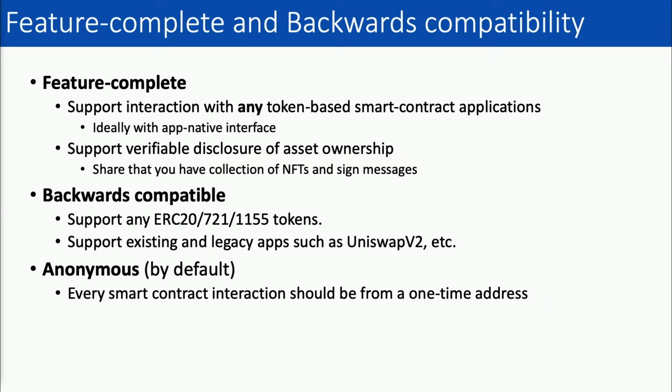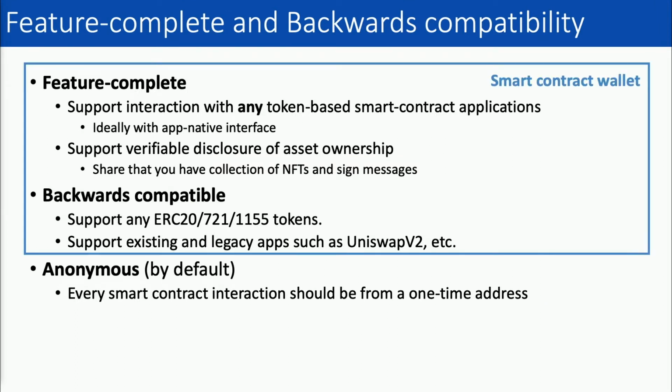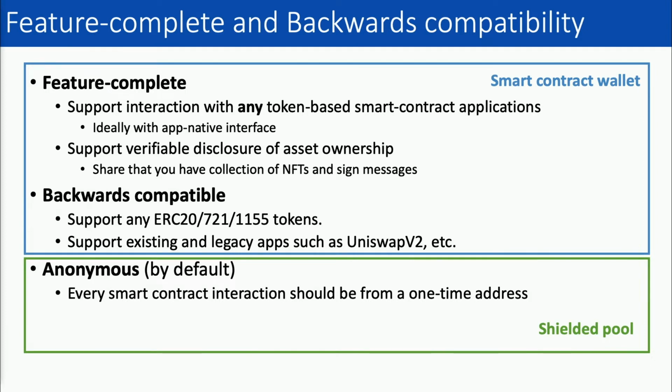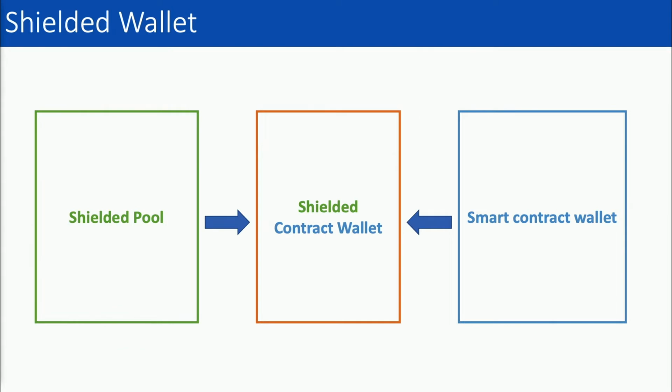If you look at these three features, roughly they can be broken down into two sets, right? At the top here, we have what a smart contract wallet supports. It supports interaction with any dApp, and you can disclose what you have. And on the bottom here is what a shielded pool offers you, what a mixer does, which is it gives you some anonymity, but it's hard to use on dApps. So what we're going to do is combine the two, right?